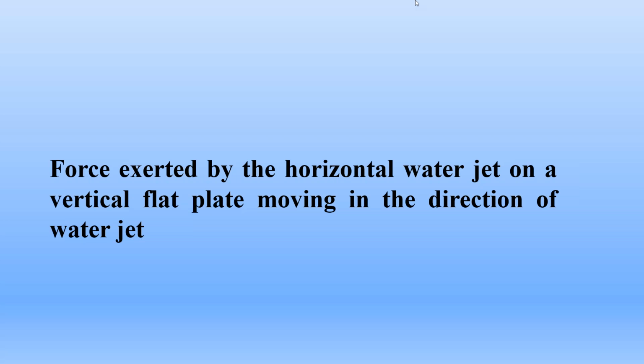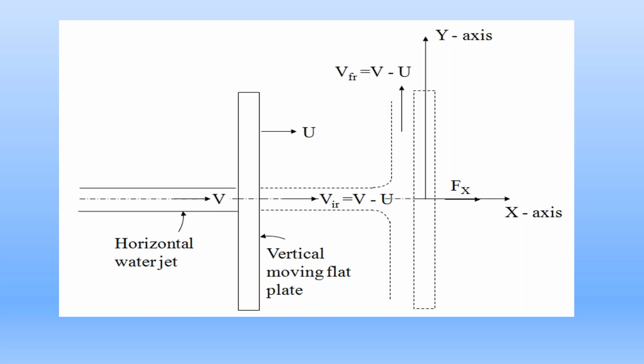Now coming to the diagram for this condition. So this is the moving plate condition 1. This is the diagram for that moving plate condition. So please everyone check the diagram. In the diagram, the water jet is coming out from the nozzle. That is the first body, the horizontal water jet. Follow the diagram from left to right.